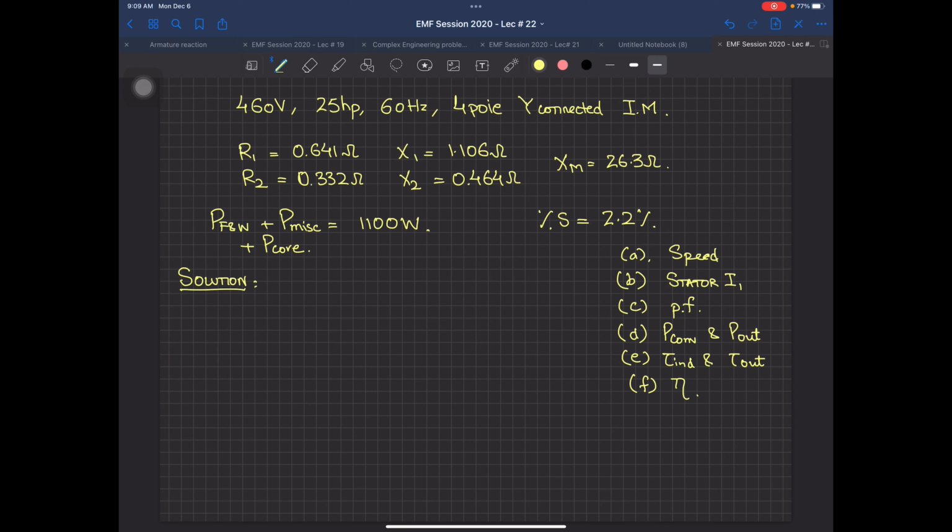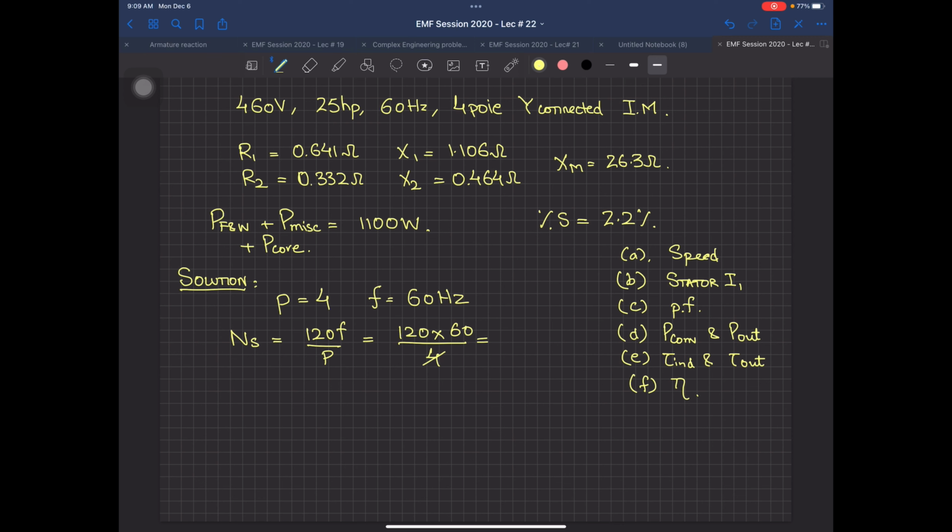Now, first of all, speed. In this whole data, you have been told that your number of poles are 4. Your frequency has also been told as 60 hertz. This means now when you have F and P, you can easily find out NS. NS is equal to 120 F by P. You plug in the values. Please, anyone with a calculator, please help me on this one.